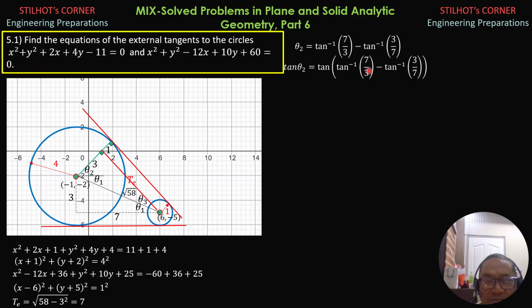So tangent of inverse tangent of 7 over 3, of course, is 7 over 3, minus tangent of inverse tangent of 3 over 7, which is 3 over 7, all over 1 plus 7 over 3 times 3 over 7. So this is 2 in the denominator. So tangent theta 2 is equal to 20 over 21. Therefore, the slope of this required external tangent is the negative reciprocal of this, negative 21 over 20.